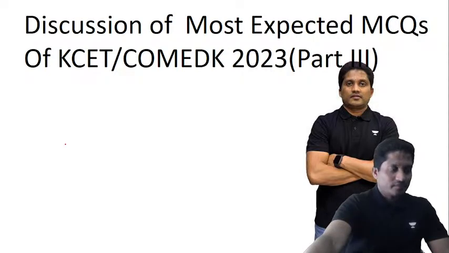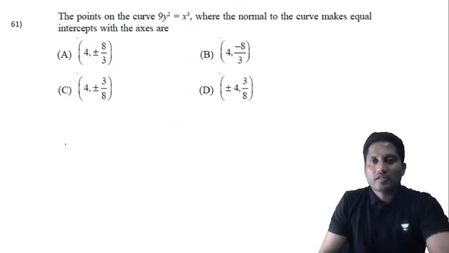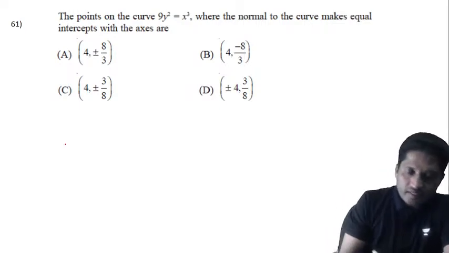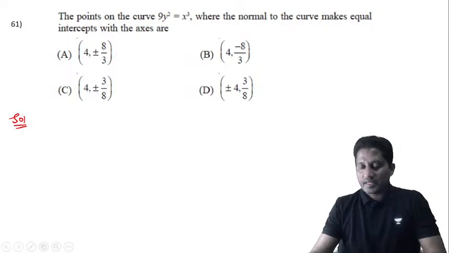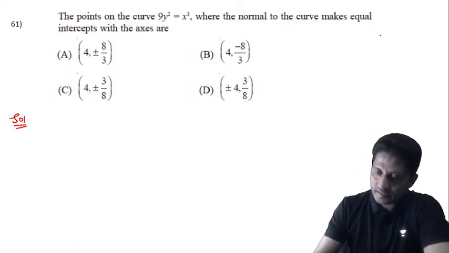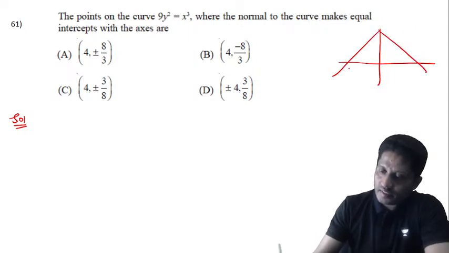Question number 61. The points on the curve where the normal makes equal intercepts on the coordinate axes. See, whenever a line makes equal intercepts with the coordinate axes, either it will be like this or it will be like this. If it is acute, then it is 45. If it is obtuse, then it is 135. Equal intercepts with the coordinate axes means that this length and this length should be the same.